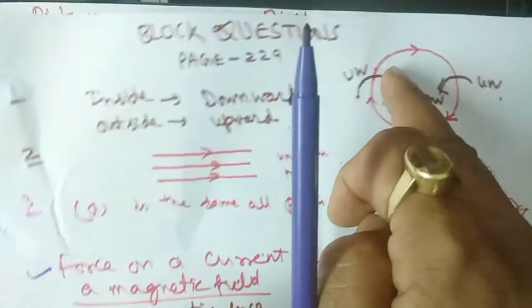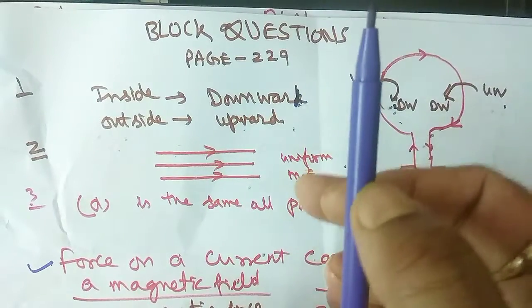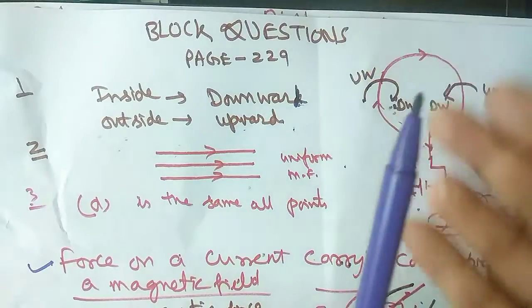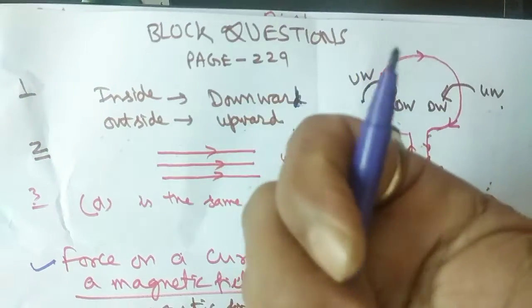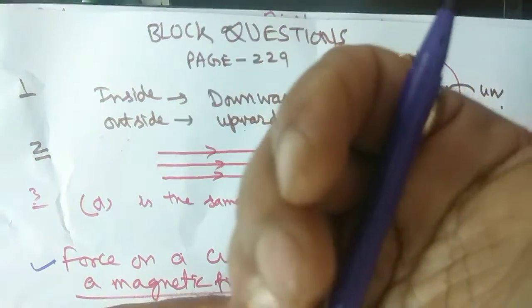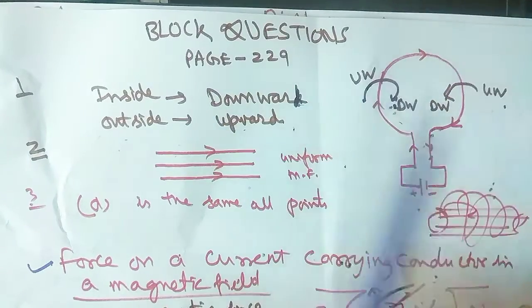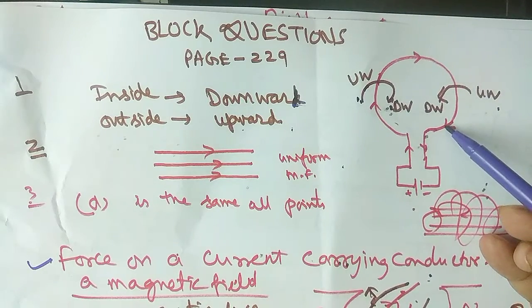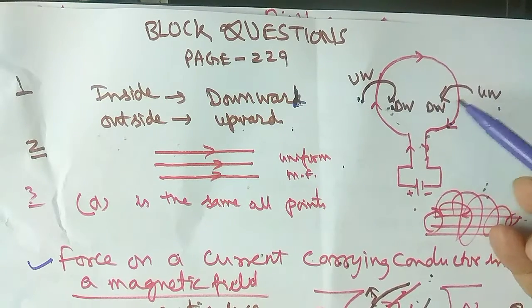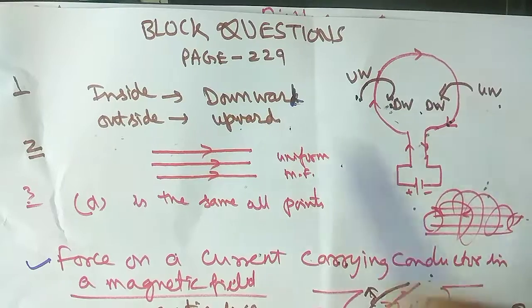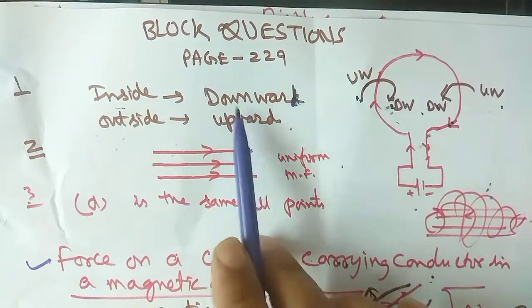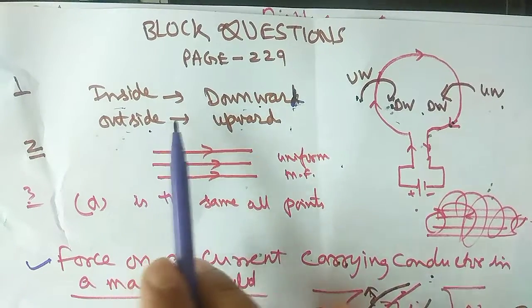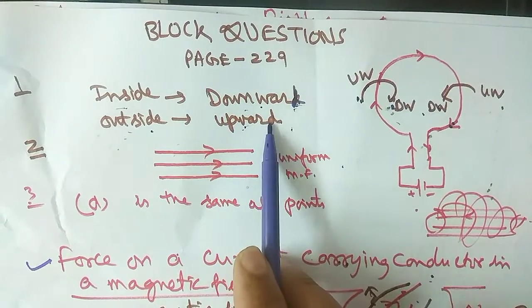See in this loop, the direction of the current is in upward direction, so the direction of the magnetic field is like this. Outside of the loop it is the upward direction, and inside you will find the downward direction. So the answer you can write: inside the loop the direction of the magnetic field is downward, and outside of the loop the direction of the magnetic field is in upward direction.